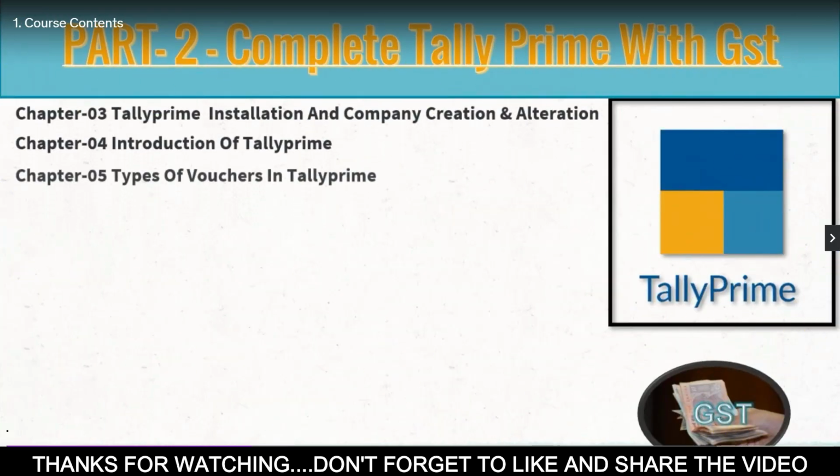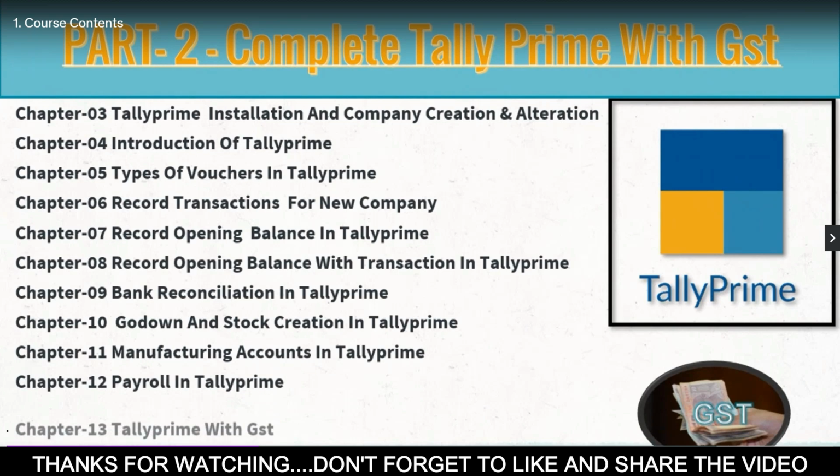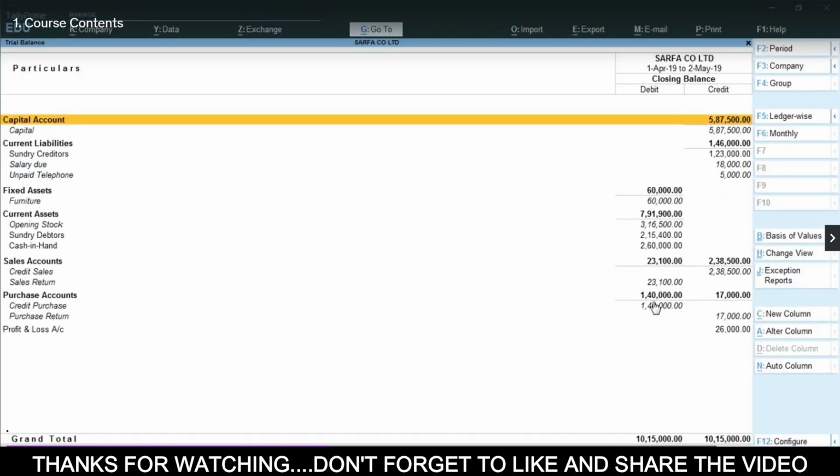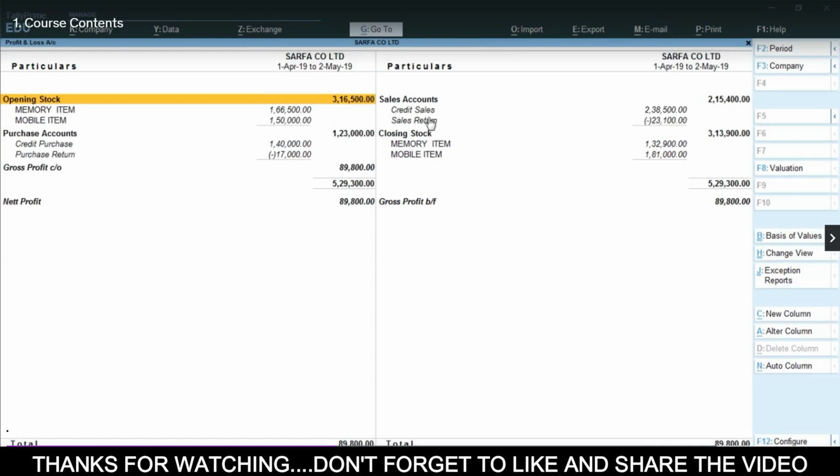The second part of this course covers completely TallyPrime with the GST. This part consists of many chapters, and it's a big one, from Chapter 3. Chapter 3 is TallyPrime installation and company creation and alteration. Chapter 4 is the introduction of TallyPrime. Chapter 5 is about the types of vouchers in TallyPrime.